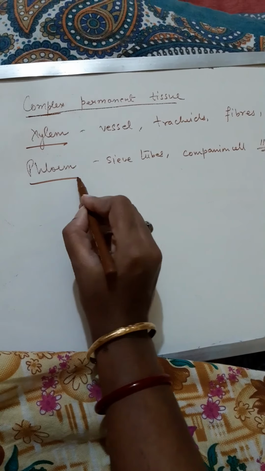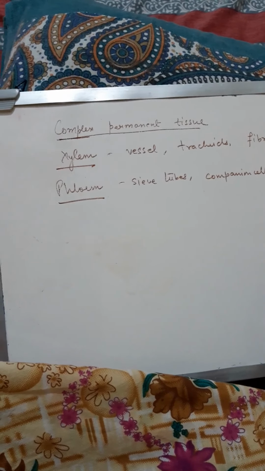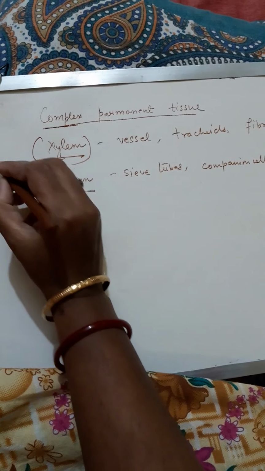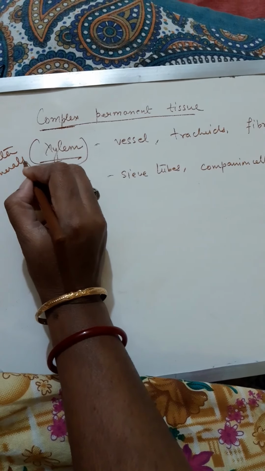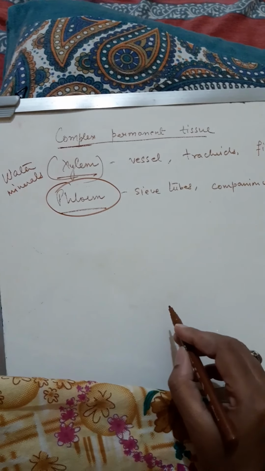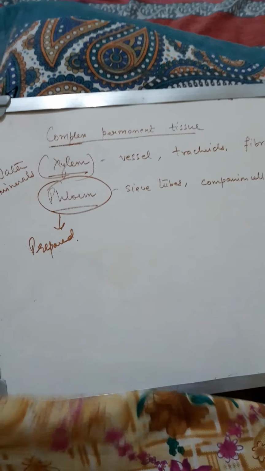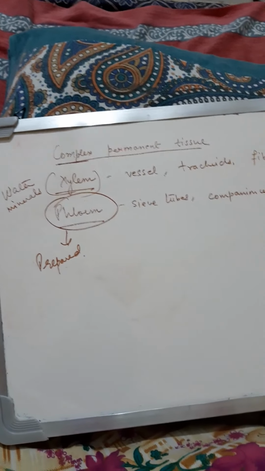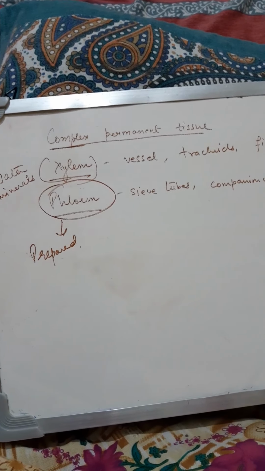Among these complex permanent tissues, we have two. One is xylem, the other is phloem. Xylem and phloem, you have studied from class 6. Xylem and phloem are responsible for carrying food and water. Xylem is responsible for carrying water and minerals from the soil to prepare food, whereas phloem is responsible for carrying prepared food from the leaves to all parts of the plant. Haven't we studied that? So xylem and phloem are called complex permanent tissue.